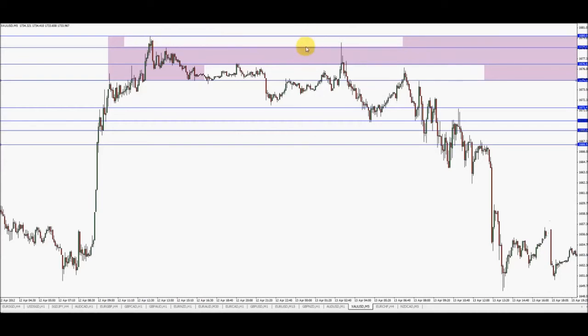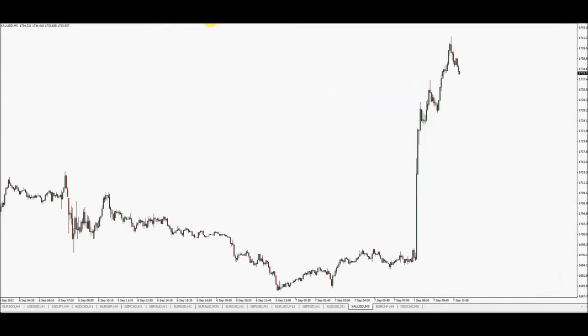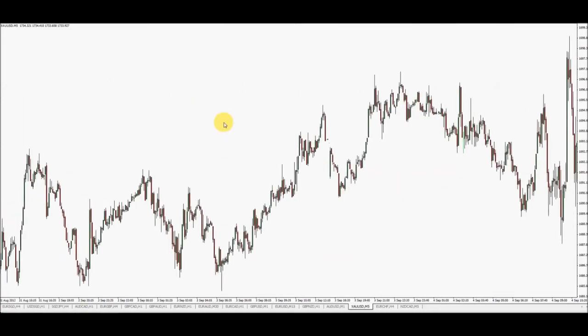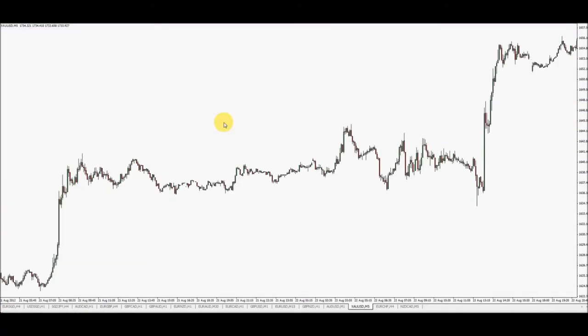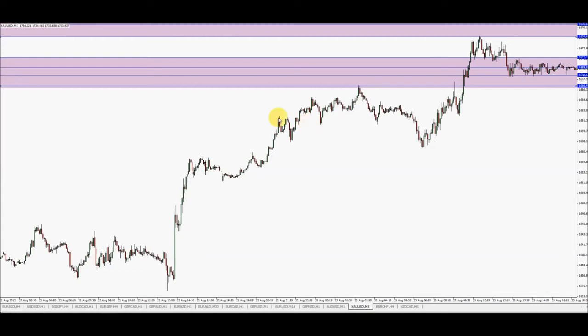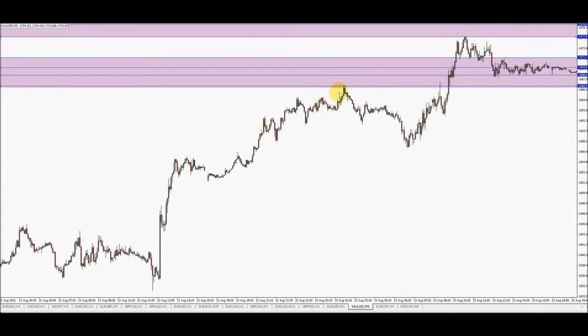Now I'll just scroll forward. I'll keep it on 5 minutes. So this is the first approach. This is the lower zone. Remember I was saying I was interested in this lower zone, and look what happened. Price met supply exactly at the edge of this zone and moved away.